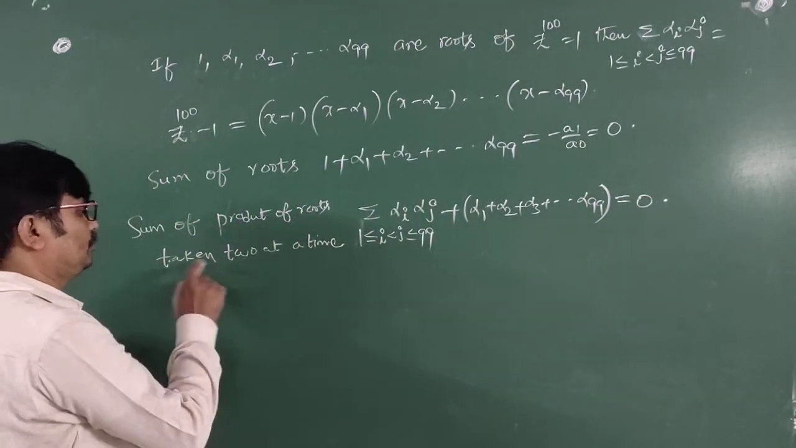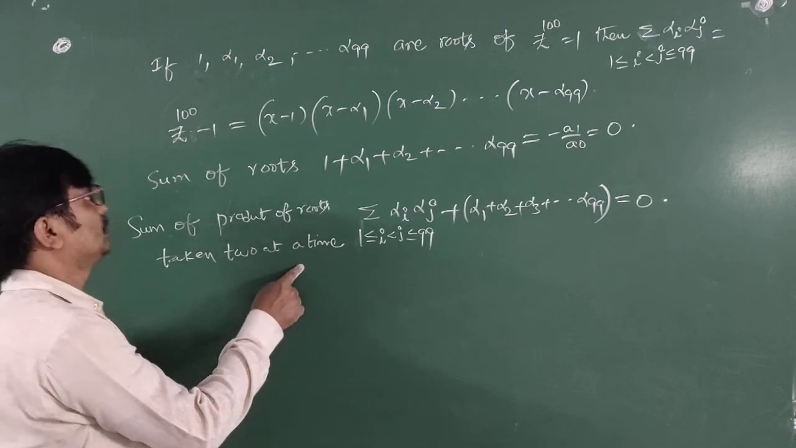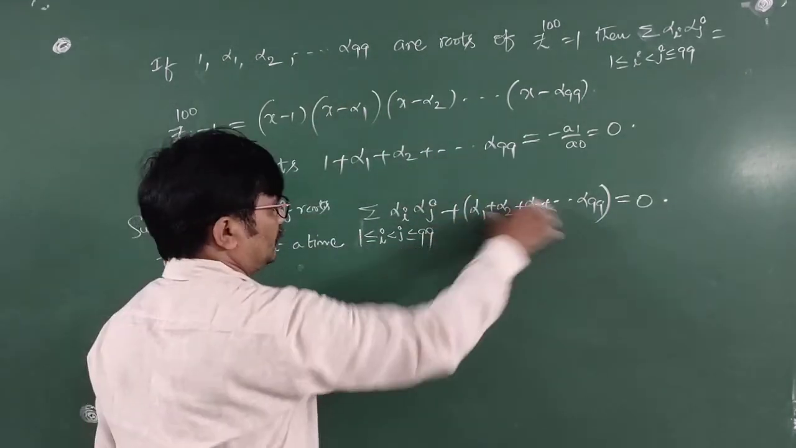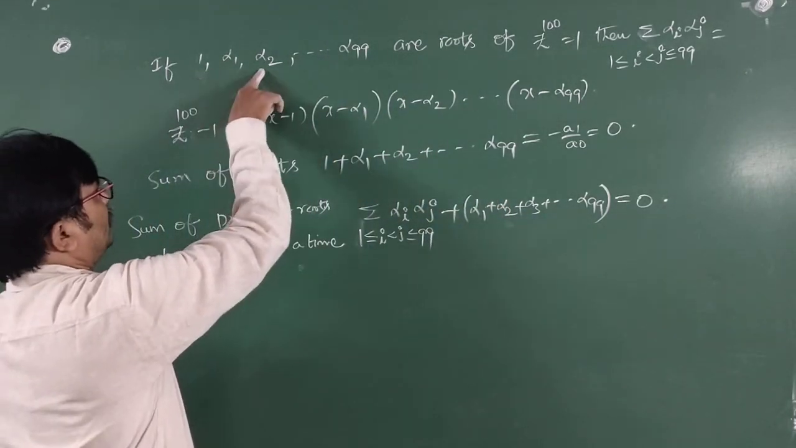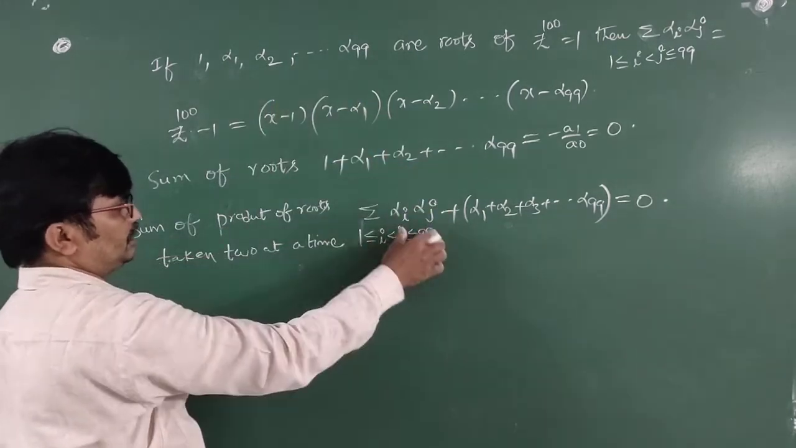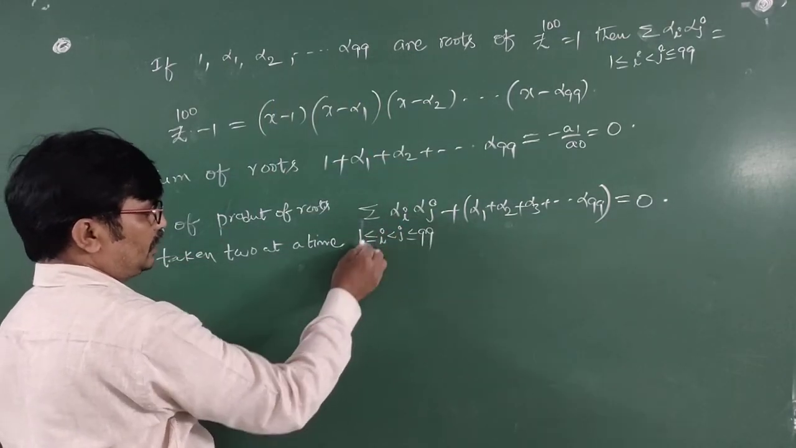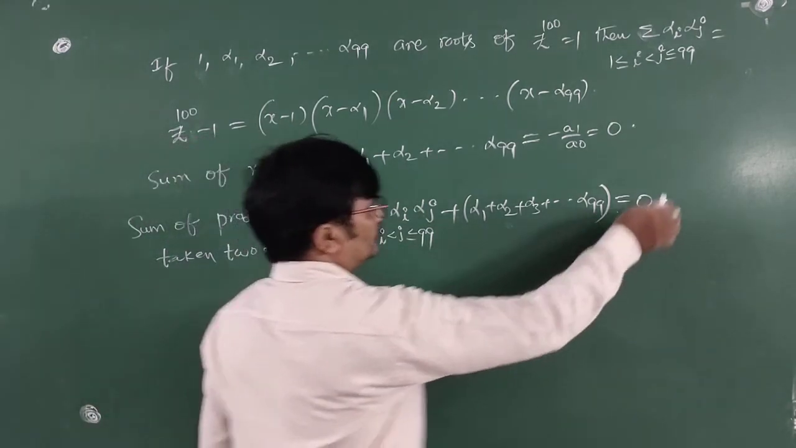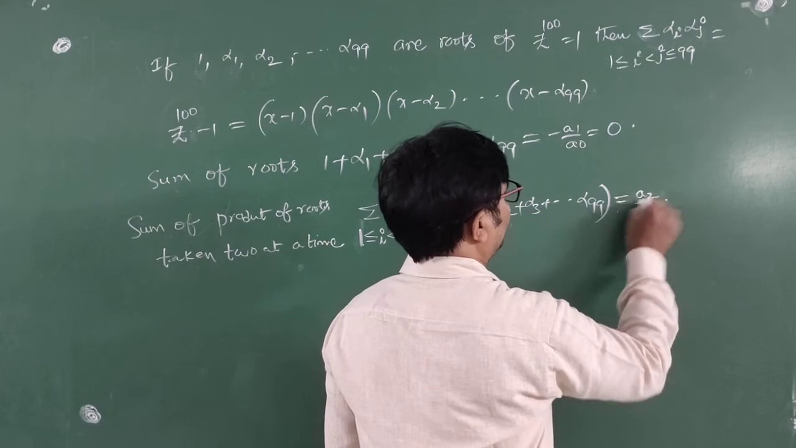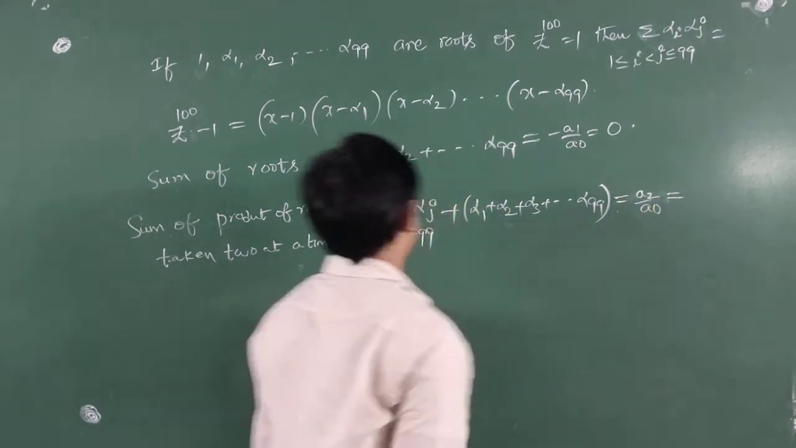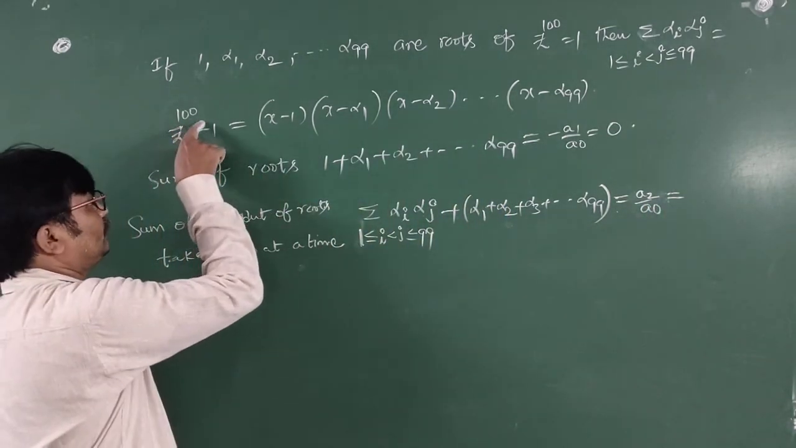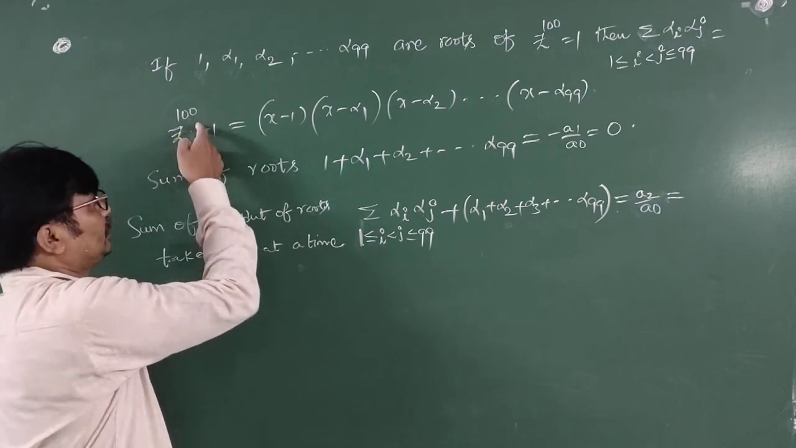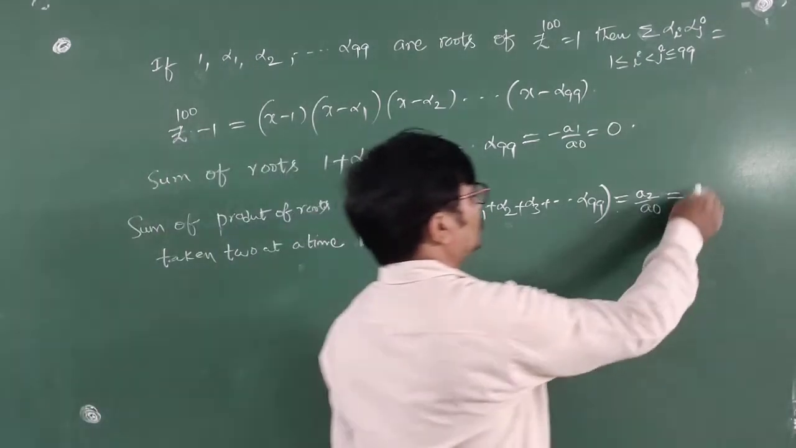How to write, students? The sum of the product of the roots taken 2 at a time, that is 1 into alpha 1, 1 into alpha 2 and so on, plus alpha 1 alpha 2, alpha 1 alpha 3, that is the sigma alpha i alpha j, where i and j are between 1 to 99, will also be 0, since it is a2 by a0. Here the z power 99 and z power 98 terms are not there, so it is 0 by 1, which is also 0.